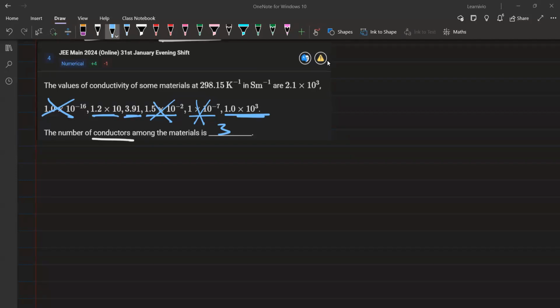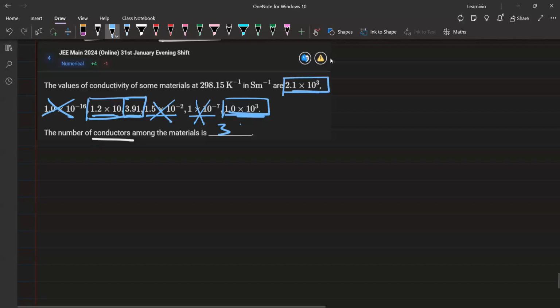Where did four come from? 1, 2, 3. This is 1, right? This is 2, 3.91. 4 is 2.1. Achha, 2.1. Yes, right. I missed that. Sorry. Yeah, this is also a conductor. Fine. Thank you, Maria. 4 will be the correct answer then.